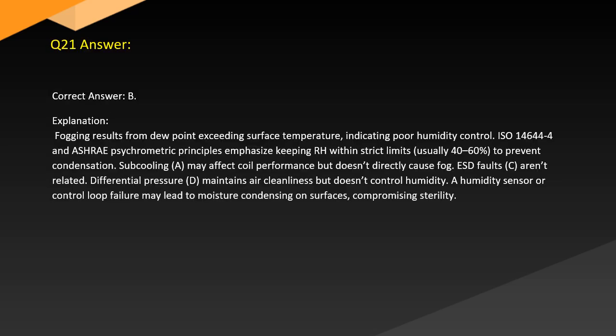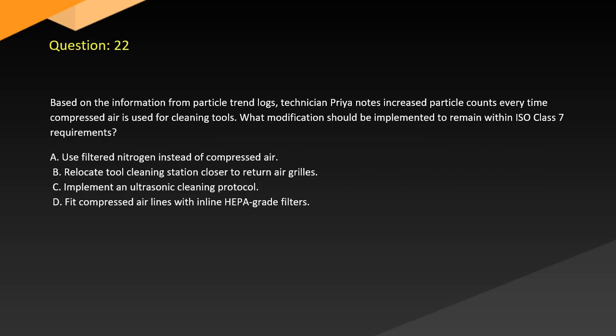Answer. Correct answer: B. Explanation. Fogging results from dew point exceeding surface temperature, indicating poor humidity control. ISO 14644-4 and ASHRAE psychrometric principles emphasize keeping RH within strict limits, usually 40-60%, to prevent condensation. Subcooling, A, may affect cooling performance but doesn't directly cause fog. ESD faults, C, aren't related. Differential pressure, D, maintains air cleanliness but doesn't control humidity. Humidity sensor or control loop failure may lead to moisture condensing on surfaces, compromising sterility.